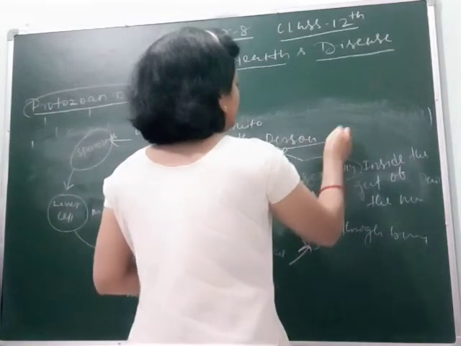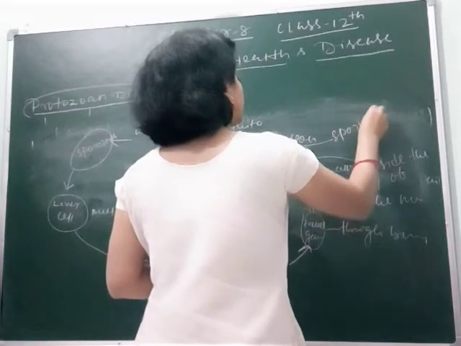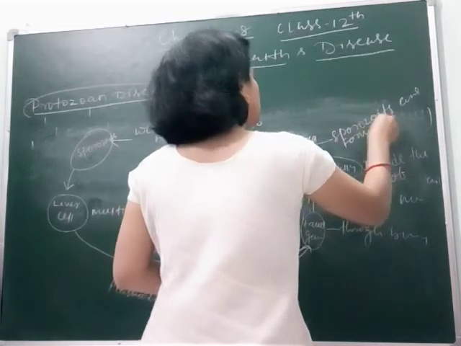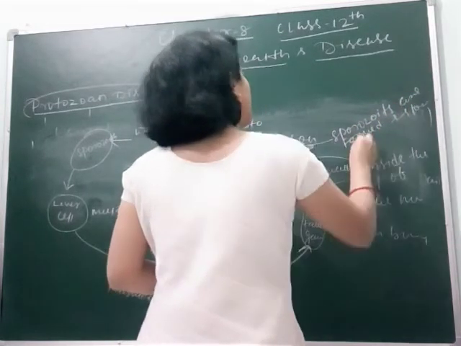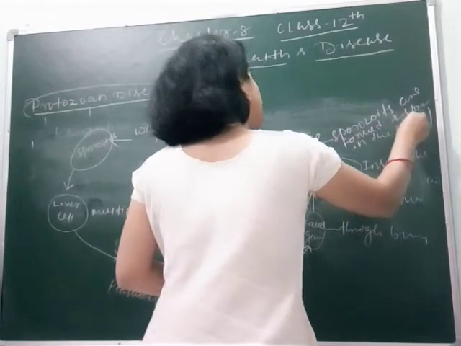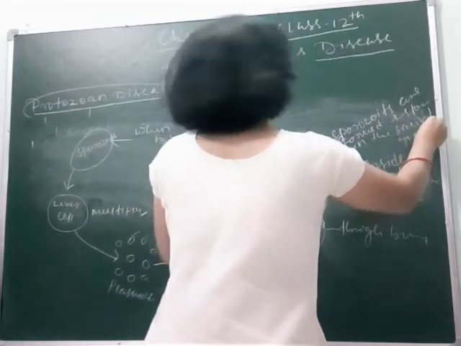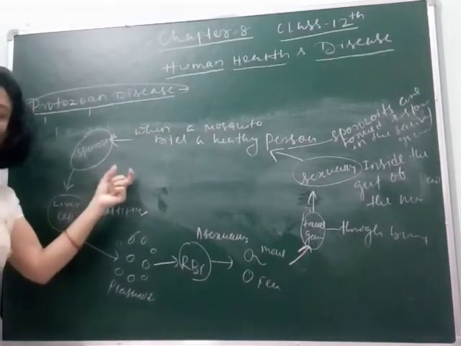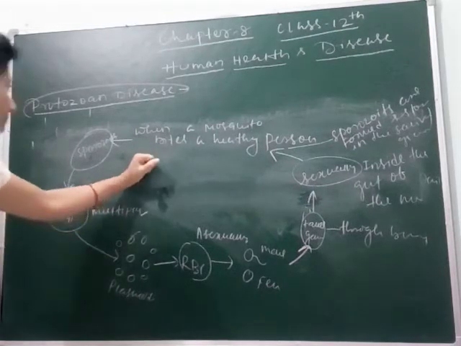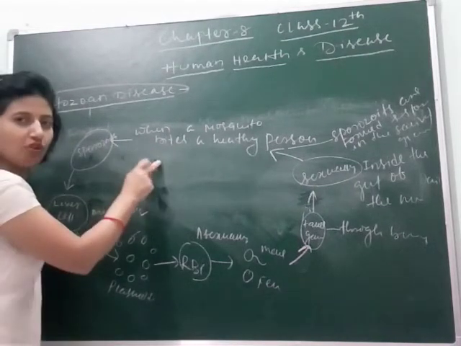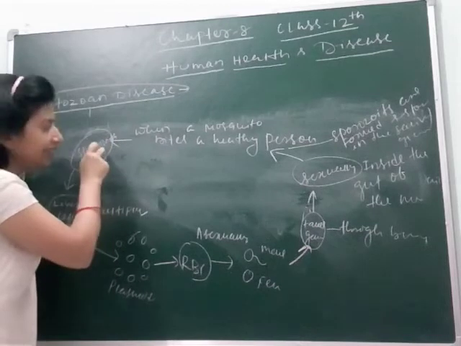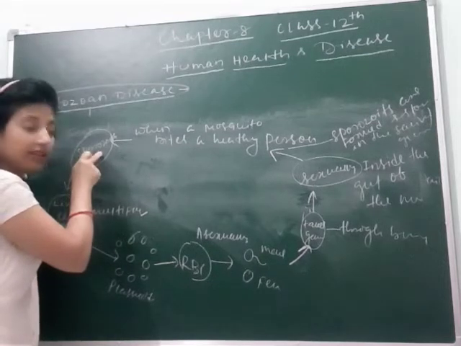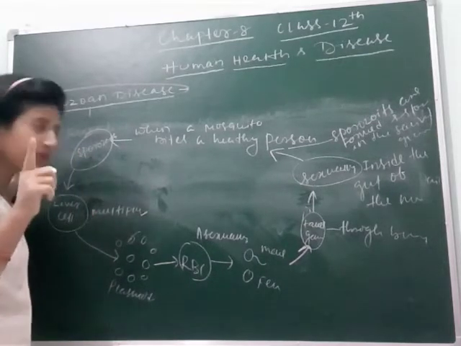Here sporozoites are formed and stored in the salivary gland. Again, when it bites a healthy person, it releases the sporozoites. Clear? Again, I am explaining you. See, when a mosquito bites a healthy person, it releases sporozoites into the human body. Clear? Remember, sporozoite is the infectious form.